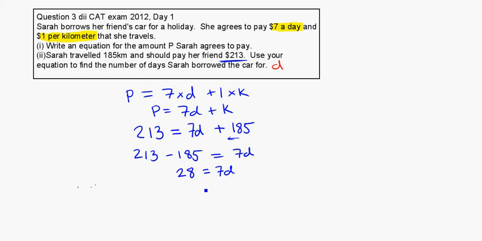And 7d really means 7 times d, so if I want to get rid of the 7 attached to that d, I have to do the opposite there. So 7 times d, and in fact I will divide both sides of this equation by 7. So I now have 28 divided by 7 is equal to the number of days, and 28 divided by 7 is 4 days. So Sarah has borrowed the car for a total of 4 days.